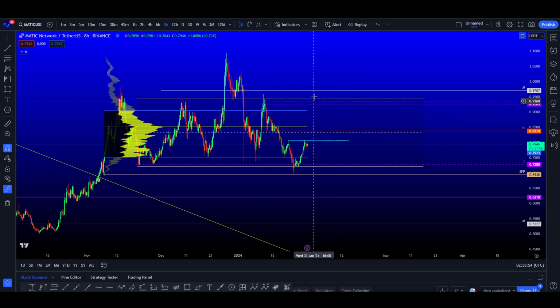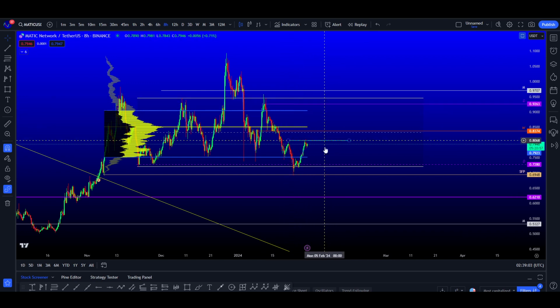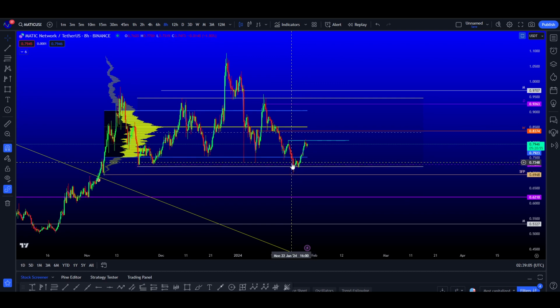You have the daily and value area high all in this area. I don't like how far they are away from each other, so you have to pick and choose your levels wisely and use stop losses. So if you did enter off these lows, obviously you should move your stop loss back to entry.